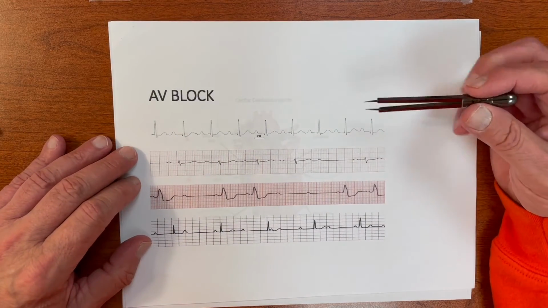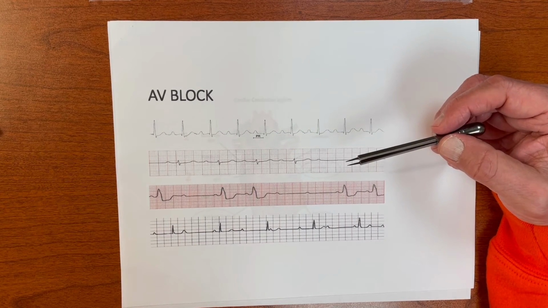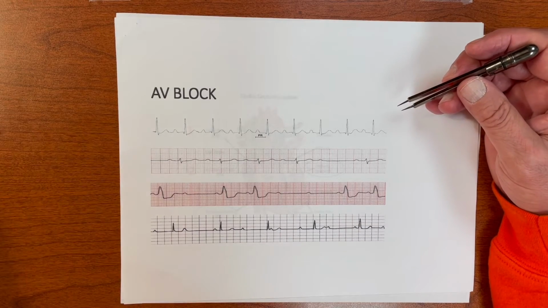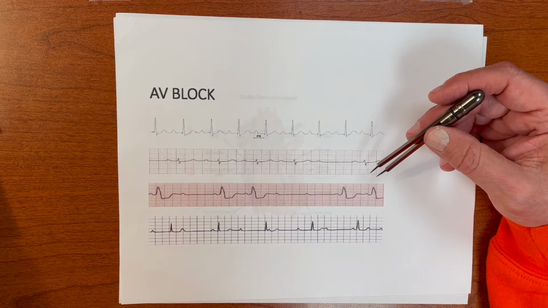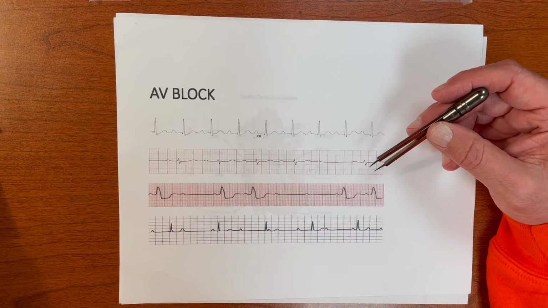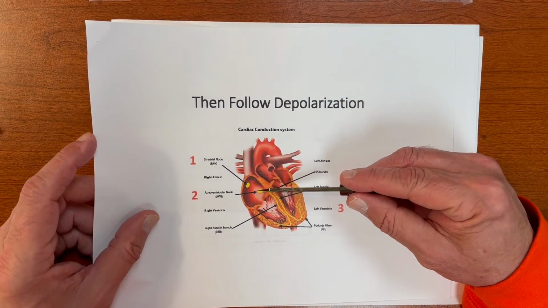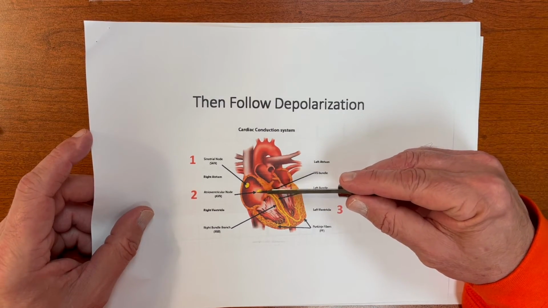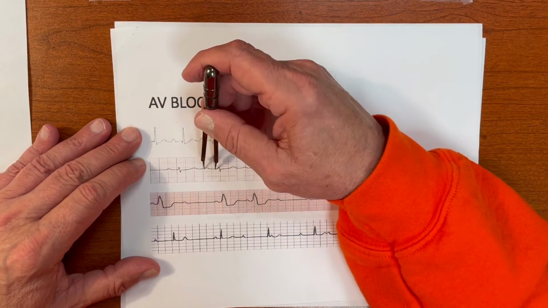Versus second degree AV block. Here are the two types of second degree AV block: type 1 and type 2, Wenckebach or Mobitz 1, and Mobitz 2. It's important to differentiate between the two, because in type 1 Wenckebach, there is gradual fatigue in the AV node. Gradual. And we identify the fatigue by a PR interval that progressively gets longer.